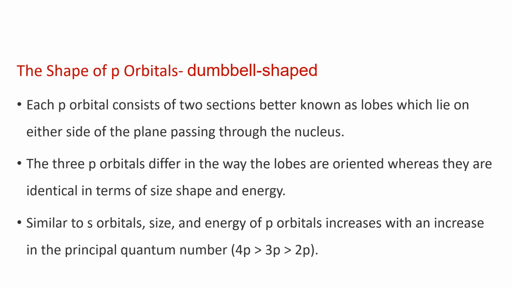We know the shape of a p orbital is dumbbell shaped. That is, each p orbital consists of 2 sections known as lobes. These lobes lie on either side of the plane passing through the nucleus. The 3 p orbitals differ in the way the lobes are oriented, but they are identical in terms of size, shape, and energy. Similar to s orbital, the size and energy of p orbital increases with an increase in the principal quantum number. That is, the size of the 4p orbital is larger than that of 3p, which is larger than that of 2p.